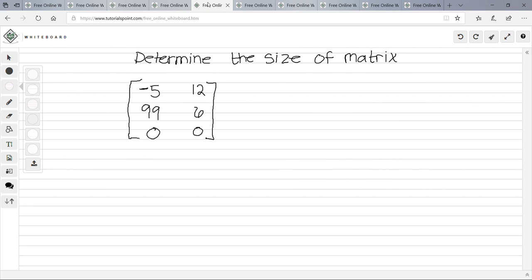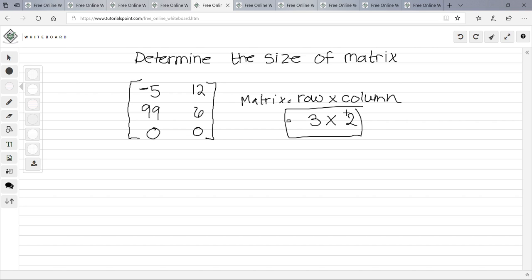So the first one says, determine the size of the matrix. So you have -5, 99, 0, 12, 6, and 0. So remember what a matrix is? A matrix goes by row by column. So let's count how many rows this has. This is going to be 1, 2, 3. There's 3 rows by columns, and we have how many columns? 1, 2. So this is just a 3 by 2 matrix. That was simple, right?